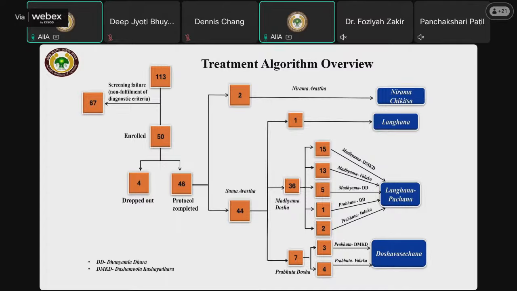So in total, we had around 113 patients who were screened, out of which 67 patients were having screening failure. We enrolled around 50 patients, among which 4 dropped out, and 46 of them completed the protocol of assessment. So these were the various algorithmic flow of various stages at which various treatment was adapted to all these patients.